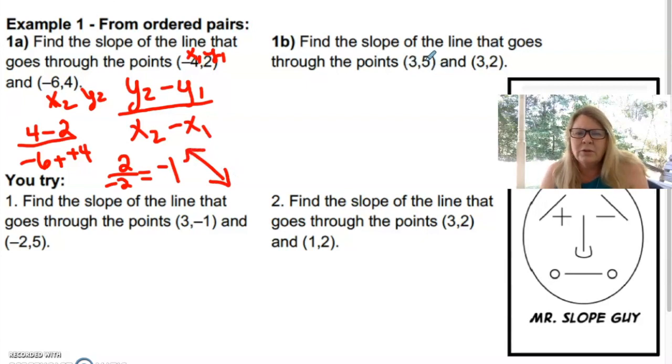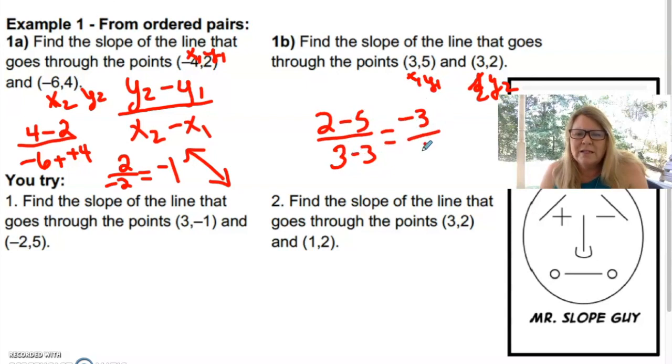Over here, you'll do the same. Let's look at this one. This is your first x, your first y, your second x, and your second y. So 2 minus 5 over 3 minus 3. Okay, so 2 minus 5 is a negative 3. What is 3 minus 3? 3 minus 3 is 0.